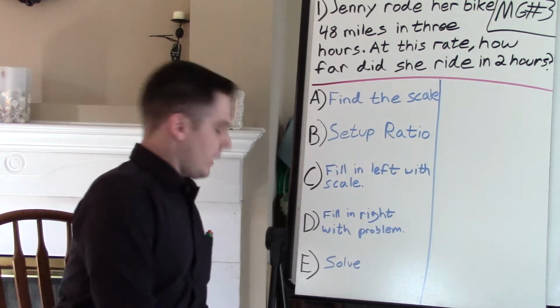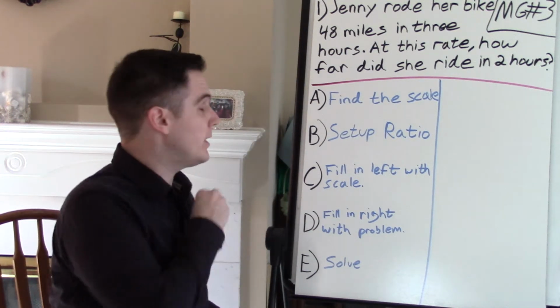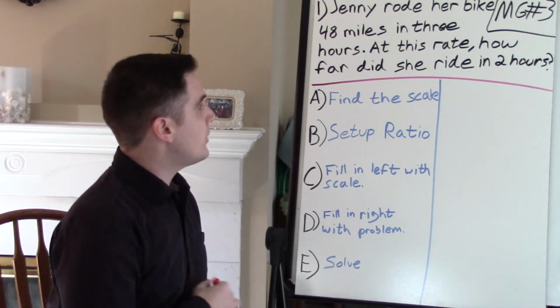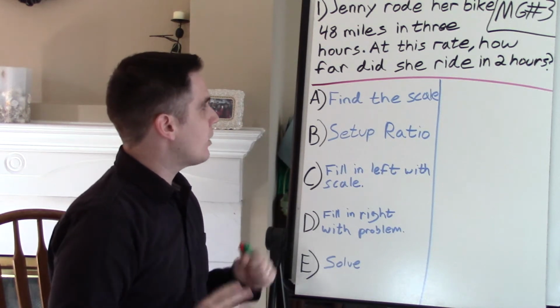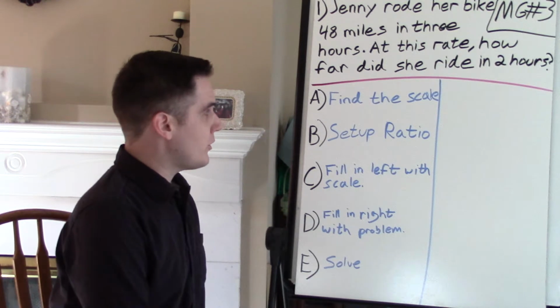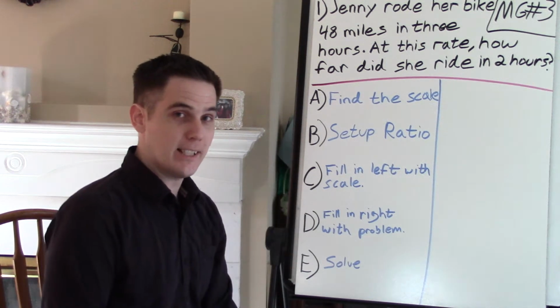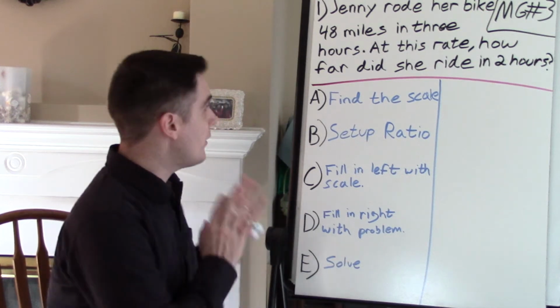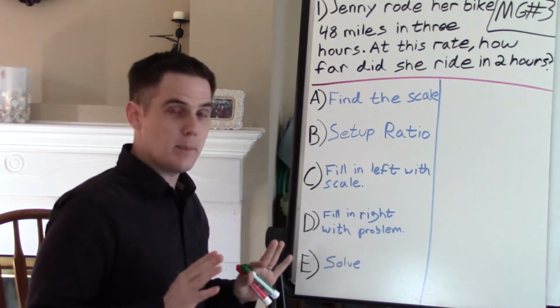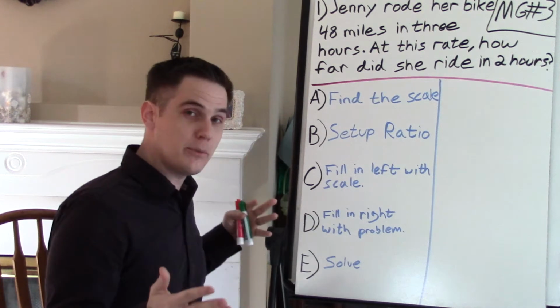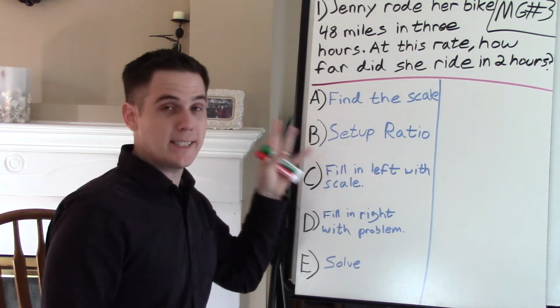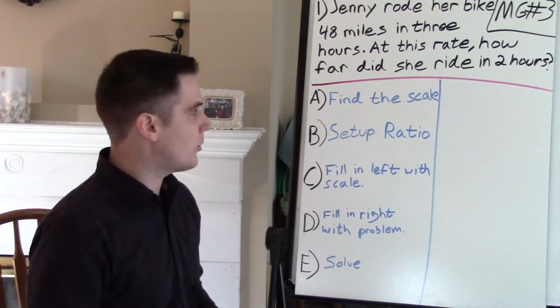Okay, so this is a lot like what we've been doing the last couple videos. Jenny rode her bike 48 miles in 3 hours. At this rate, how far did she ride in 2 hours? You will see a question just like this on the test. It's just going to happen. The numbers will be different. Maybe some of the situation might be different. But you're going to see a problem just like this, only in multiple choice format.